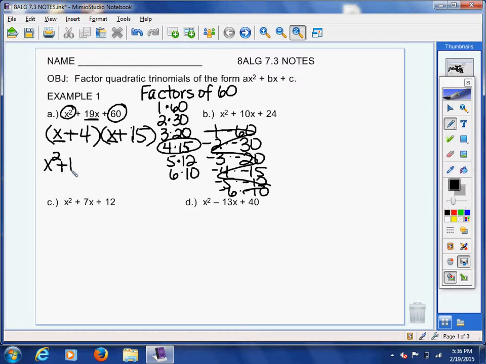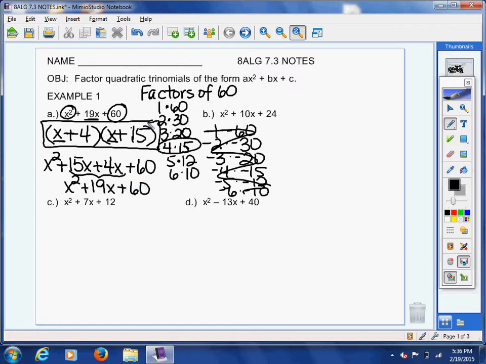Outer is positive 15x. Inner is 4x. And last is 60. And of course we have our like terms here, and there it is, x squared plus 19x plus 60. I know for a fact that these are the original two binomials for that trinomial.